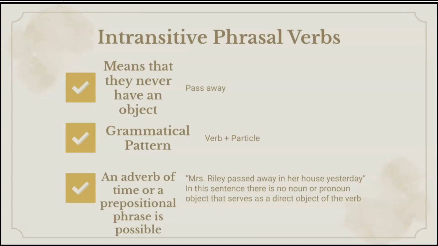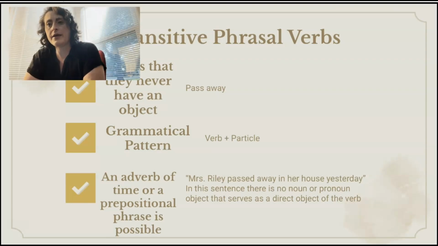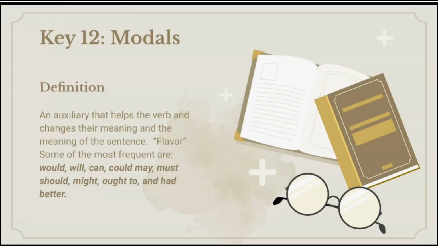Now, there are also intransitive phrasal verbs, and this means that they do not have an object. For example, I can say pass away, and they follow a pattern: verb and particle. Key number 12 is modal verbs.